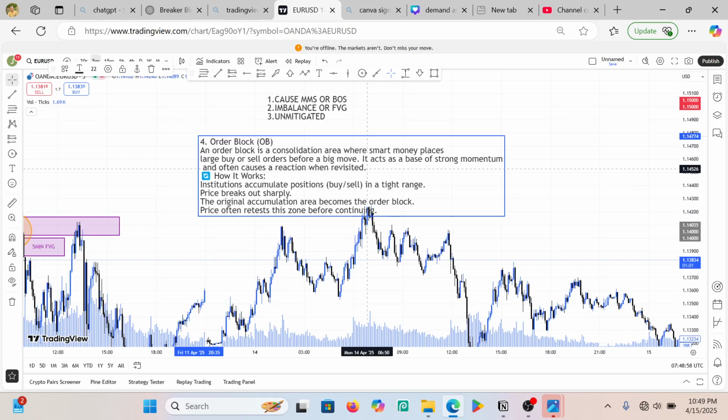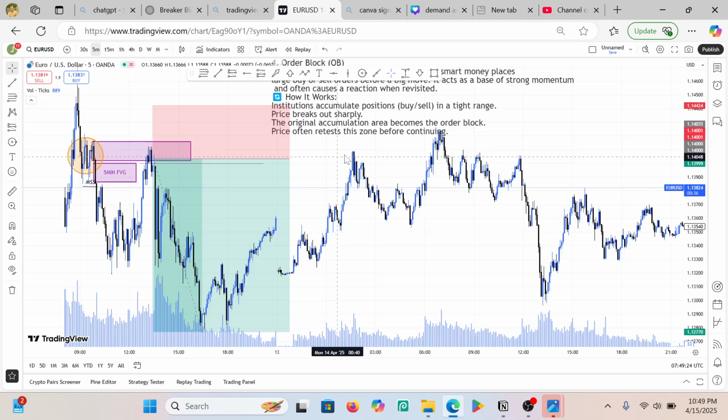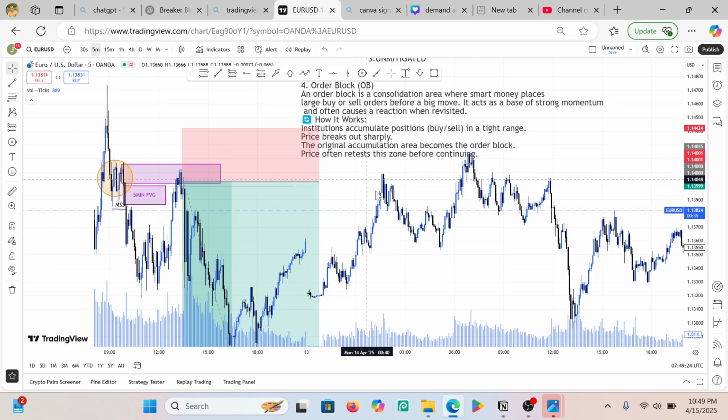An order block area is a consolidation area where smart money places large buy or sell orders before a big move. It acts as a base of strong momentum and often causes a reaction when revisited. How it works: there's accumulation of buys or sells. You can see there was accumulation there.